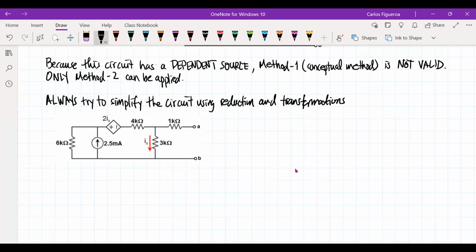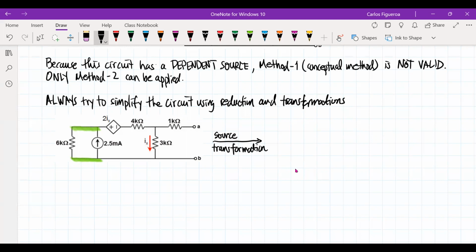So if I do a source transformation, that's because when I look at this branch right here, you could see that I have a source and a resistor in parallel to each other. So if I do this source transformation, I'm now going to get a voltage source that's going to be 2.5 times 6, which will be 15 volts. And then it's going to be in series with that 2IX source. And then I can add the 6 and the 4. So let's be a little bit careful on how we write this out.